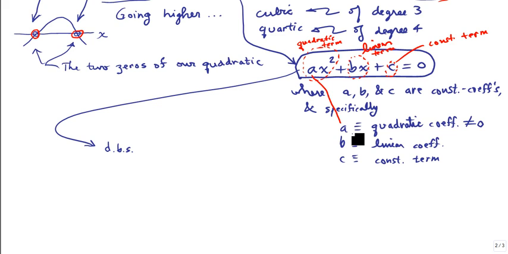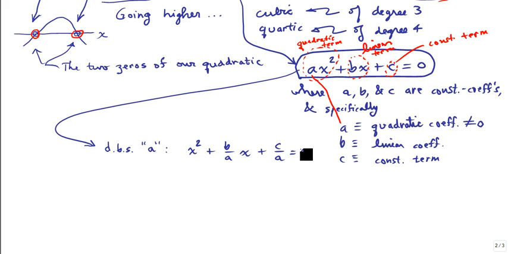Otherwise, if it were 0, then it would not be a polynomial of that degree after all. Because the leading coefficient, the quadratic coefficient, is different than 0, I can divide both sides by that quadratic coefficient, in this case a, and I get x squared plus b over a times x plus c over a, and all of that is equal to 0.